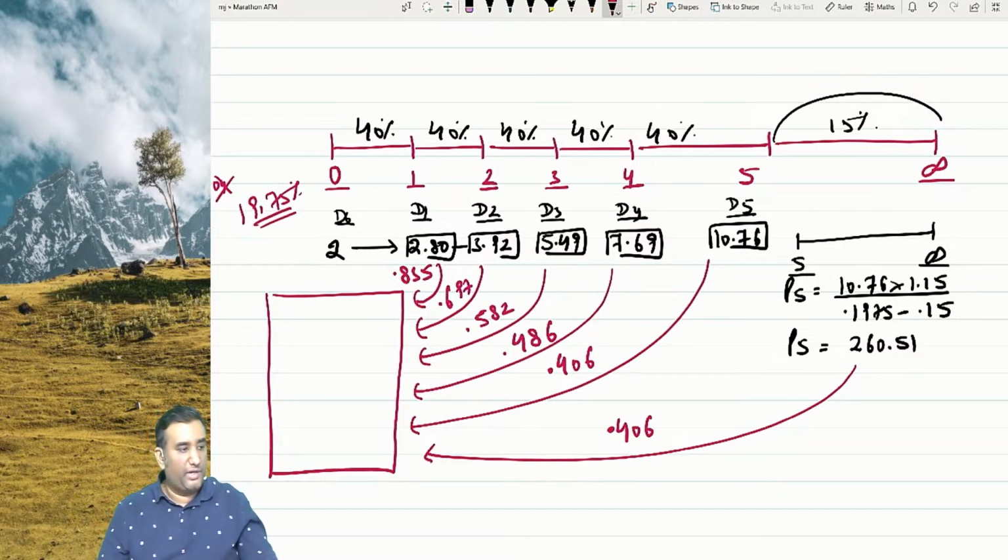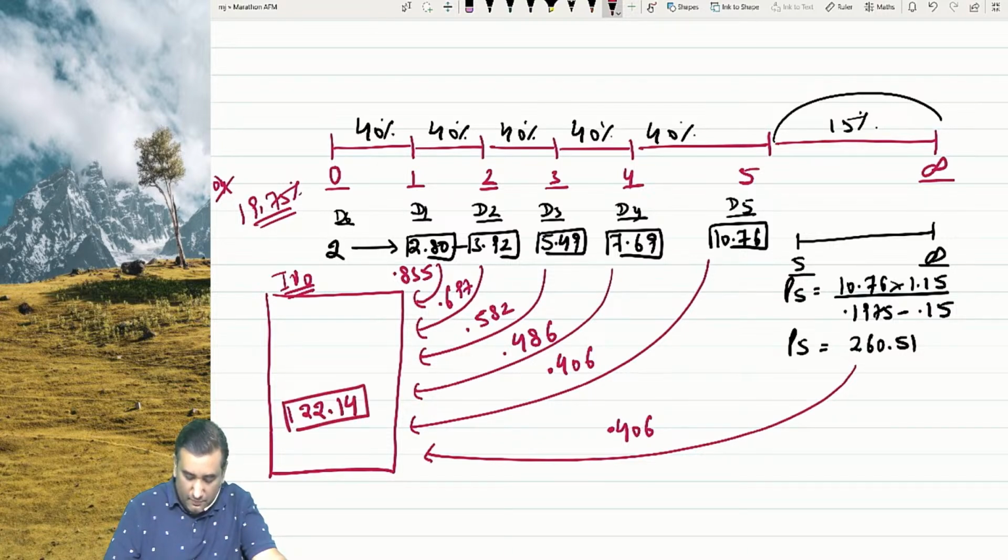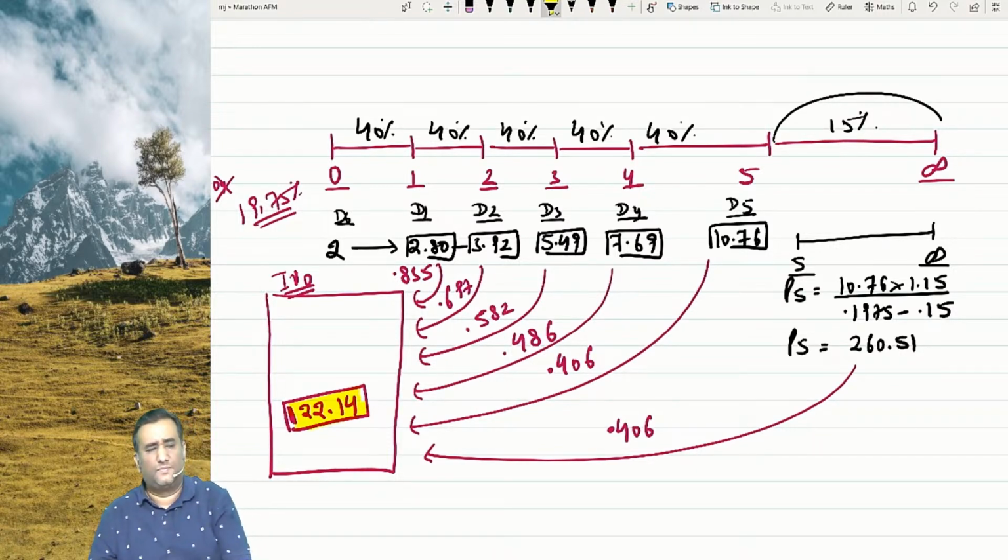Multiply into 0.835 and tell me now the exact total. Get the value: 120. 122.14.